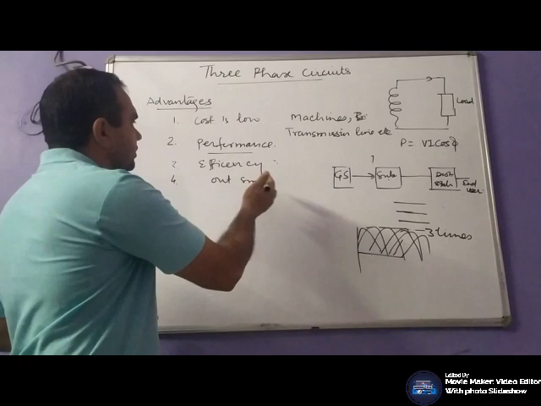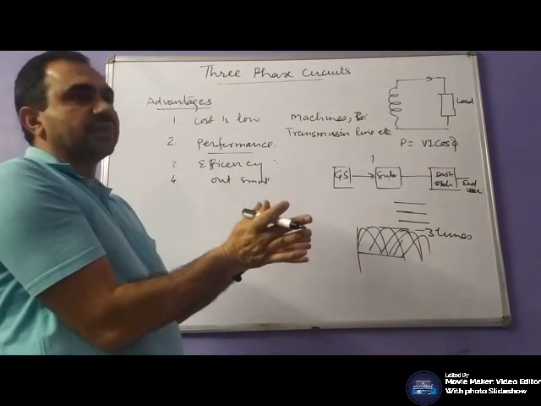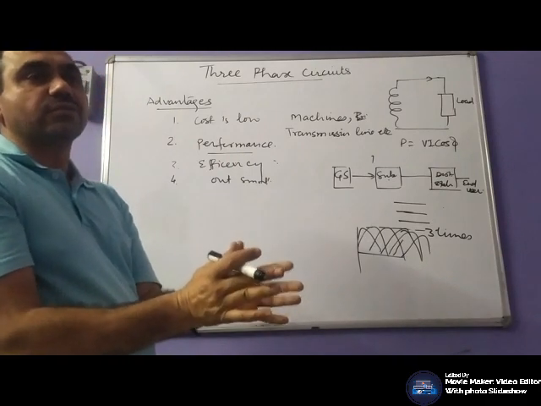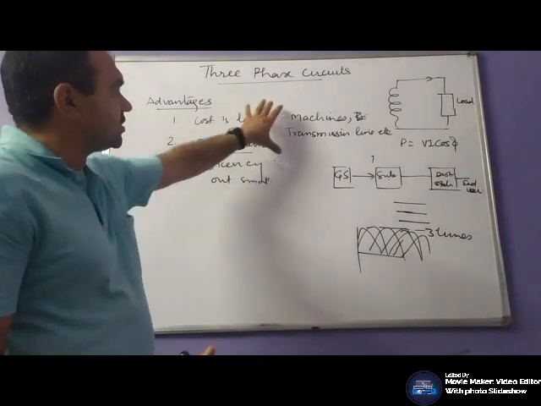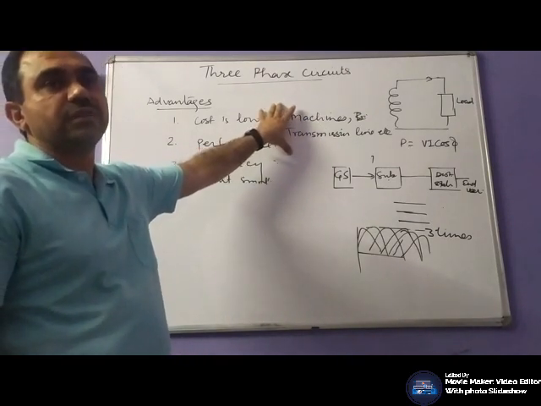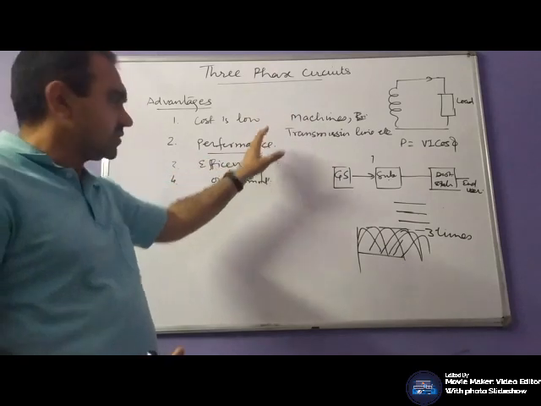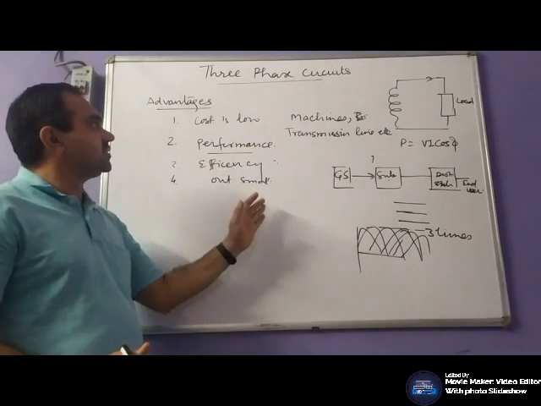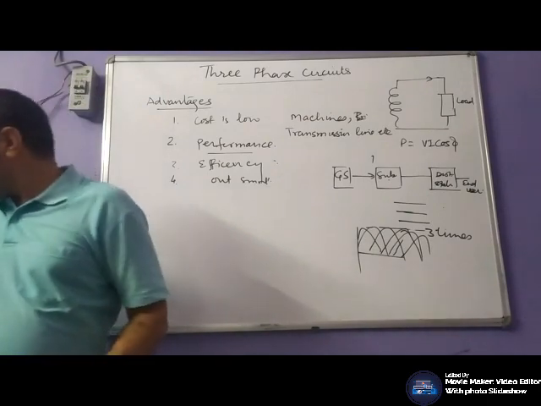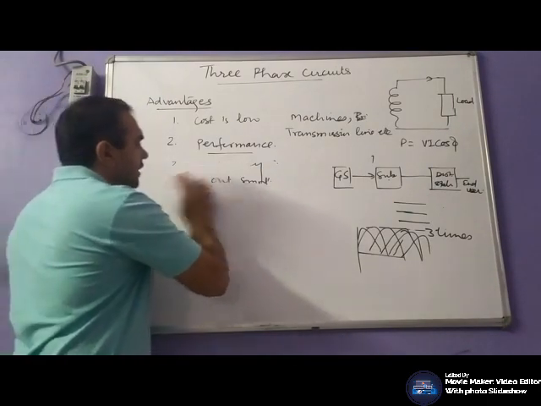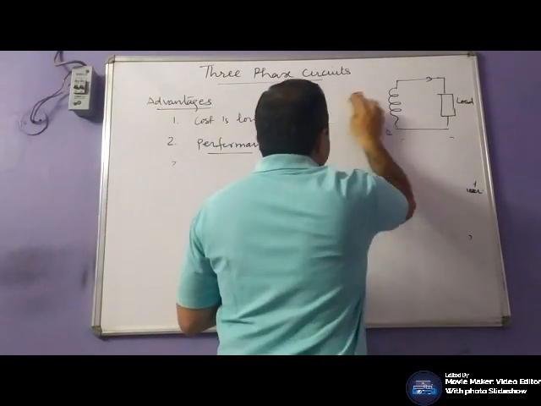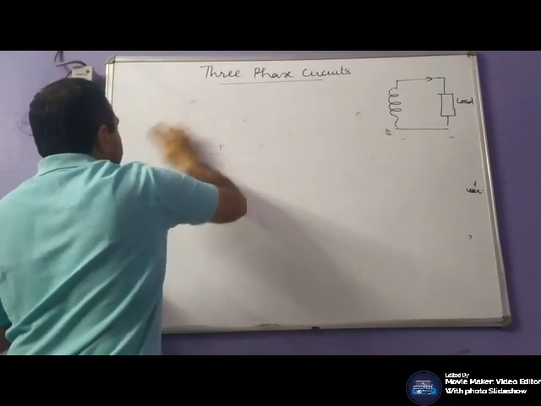But obviously, when we are telling the material required would be lesser for the same rating, it means the size of the machines would also be lesser for the same rating. That's why we preferred three-phase system in comparison to single-phase system. And that's why this three-phase system is in existence for generation, transmission and distribution purpose.